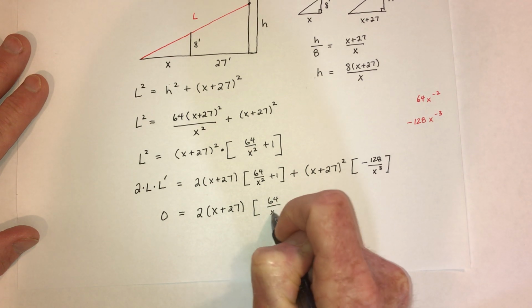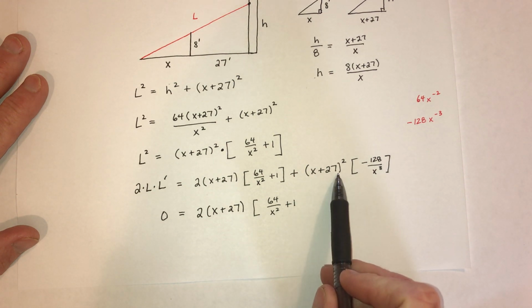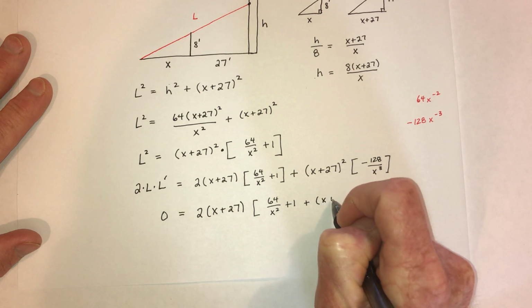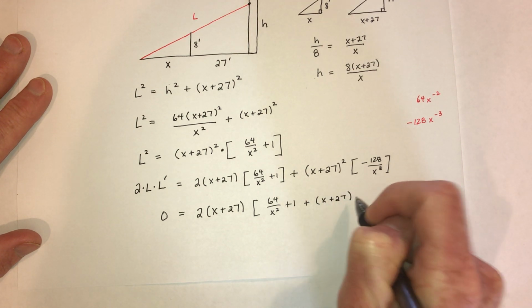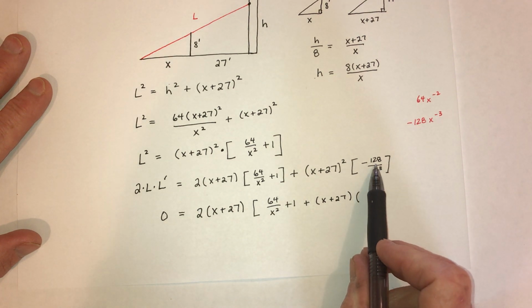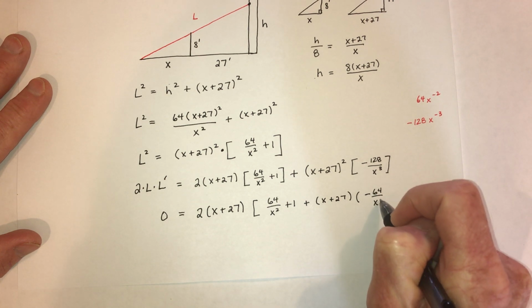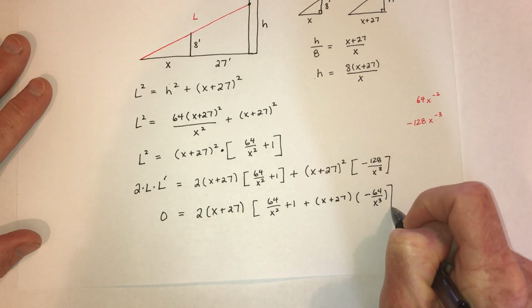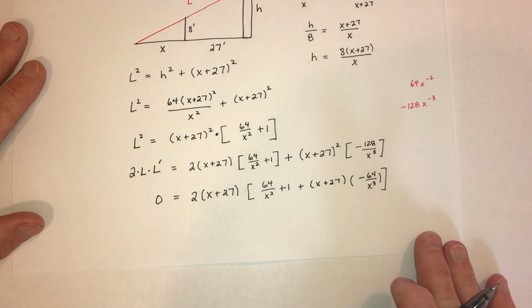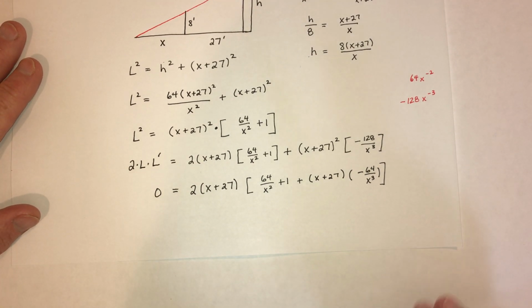64 over x squared plus 1. And one of these got factored out, but one remains. So plus a single x plus 27 that's being multiplied with. Now with this, I factored a 2 out, so that's going to leave negative 64 over x cubed. And you might be thinking, oh my gosh, this is not going to work out. But believe me, it is going to work out.